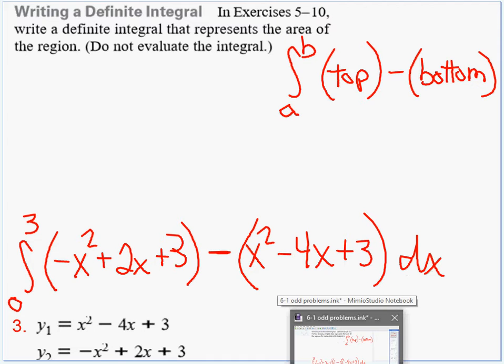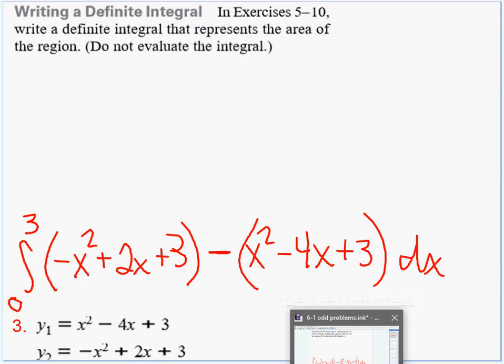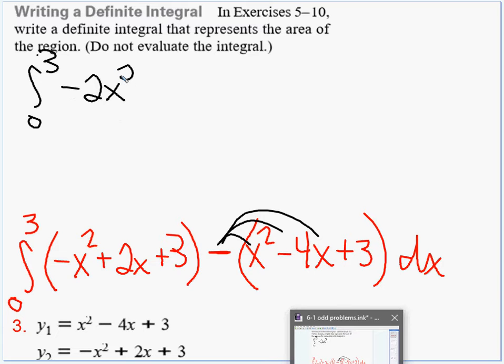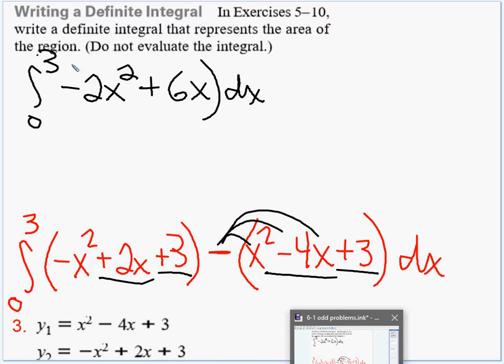Now if we were going to evaluate this, to make the evaluation simpler, we could combine like terms. So what we'll do here is distribute this negative and then combine. So our integral goes 0 to 3. And we have a negative x squared, and this will be another negative x squared, so there's negative 2x squared. This will turn into a plus 4x, and we already got a 2x, so that'll be a plus 6x. And then this plus 3 will get hit by a minus 3, and they'll cancel out. So we can just put our dx on there. And there we go.